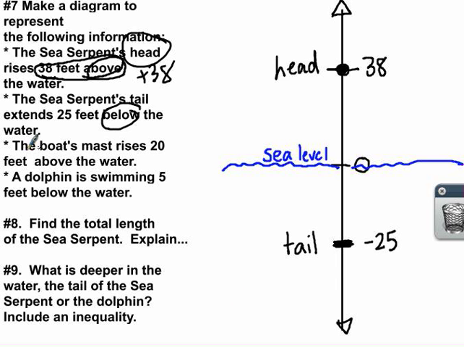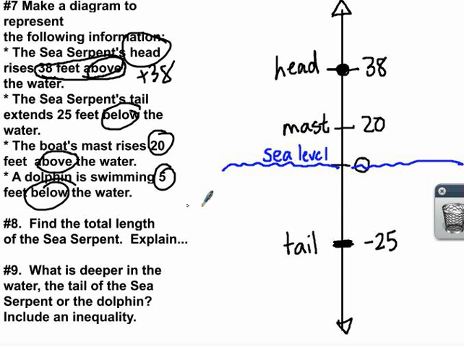Let's go back to the problem. The boat's mast rises 20 feet above the water, 20 feet above. So that's positive 20. And that's where the boat's mast would be. And then there's a dolphin swimming 5 feet below. Well, is that negative 5 or positive 5? That would be negative 5. That would be here.